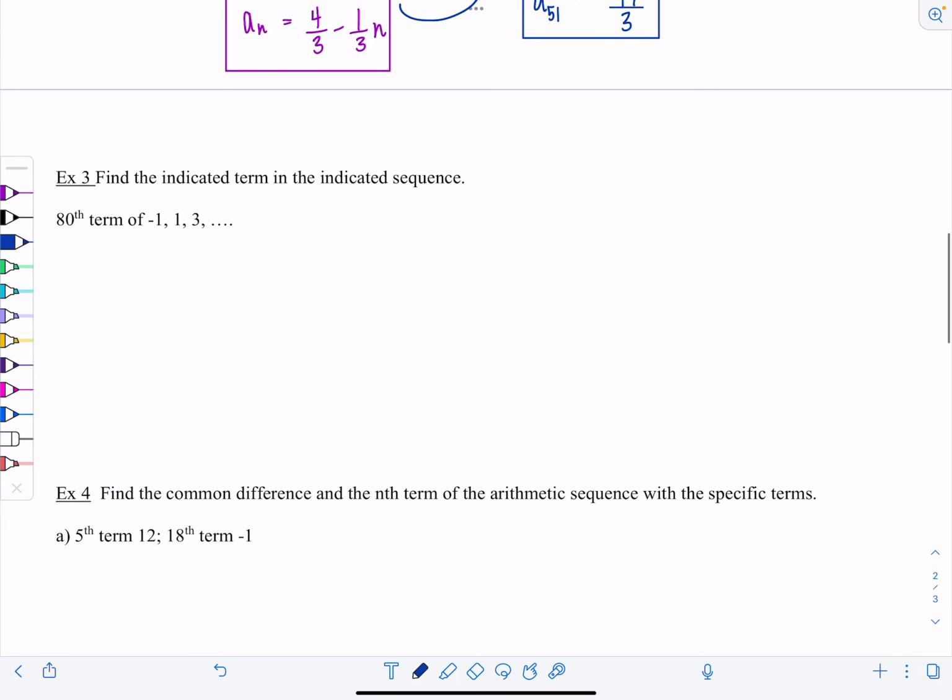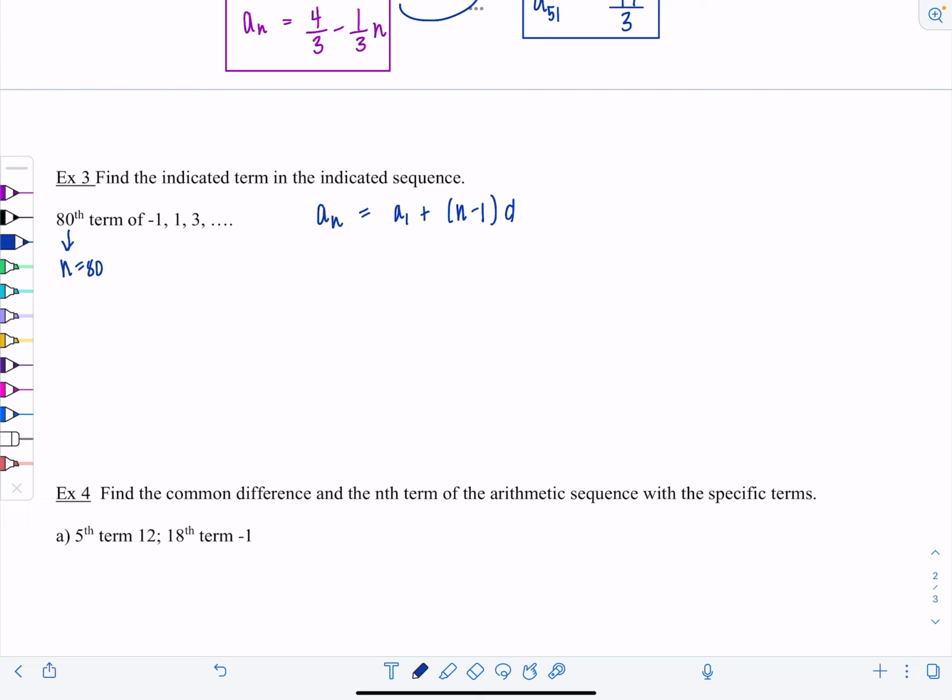Example 3, find the indicated term in the indicated sequence. All right, so they want the 80th term. 80th term means n is 80, right? Of the following sequence, -1, 1, 3, etc. So I don't have the formula to get the nth term just yet, but we'll find it, don't you worry. So we're going to use A1 plus n minus 1 times D.